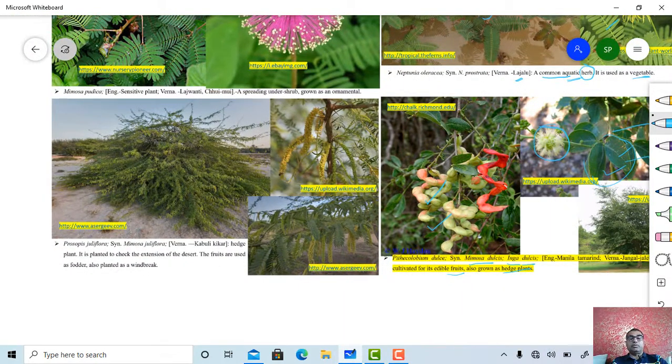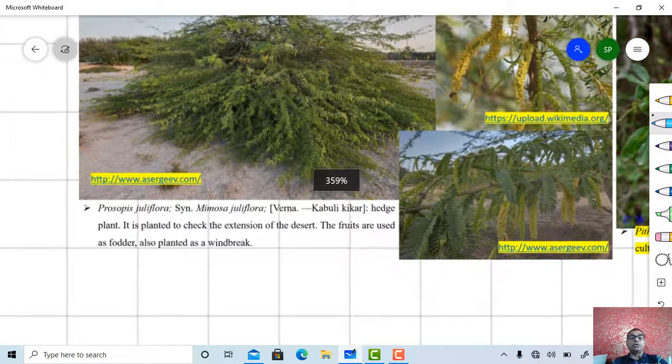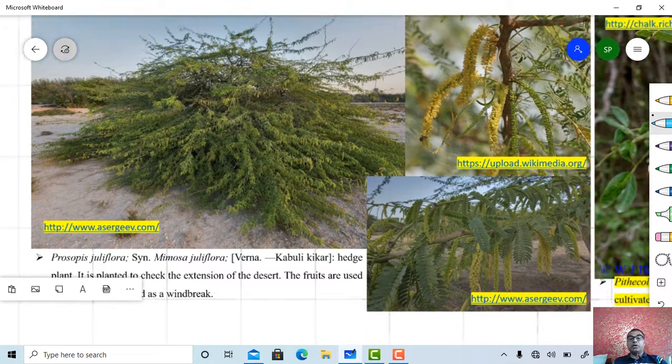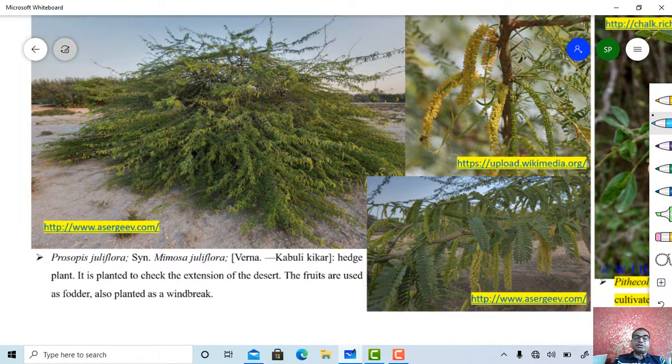This plant is a Prosopis juliflora, or this one is also called Mimosa juliflora. In Marathi it is called Kabuli kikar. This is a hedge plant and planted to check the extension of the desert, as this plant is a Mimosaceae plant, and the majority of the plants of Mimosaceae possess xerophytic habit. The xerophytic characters like minute leaves are present, then stipular spines or thorns are present.